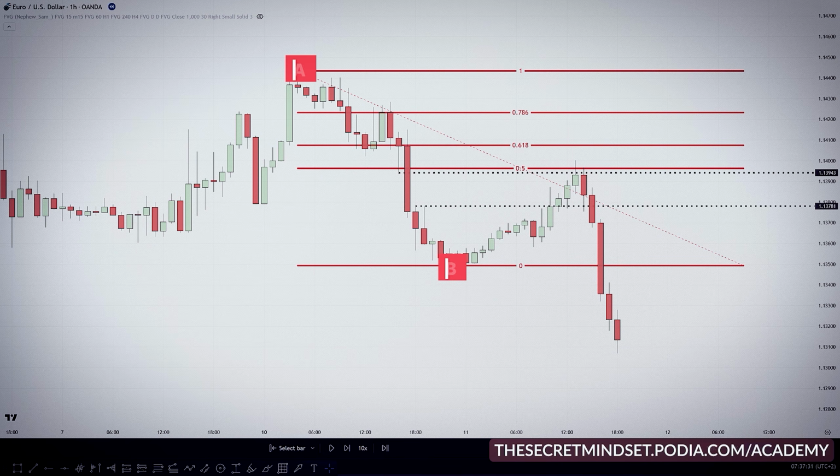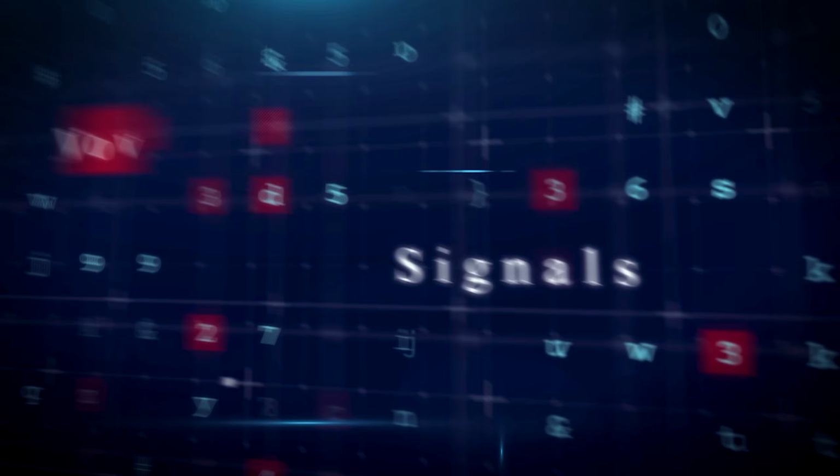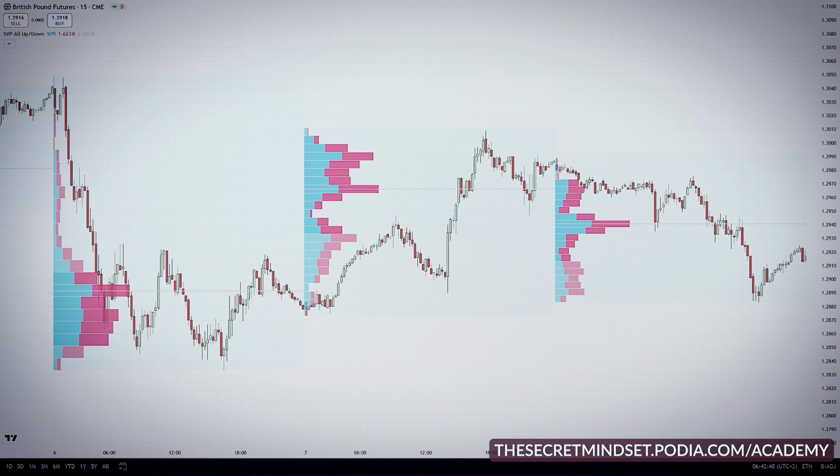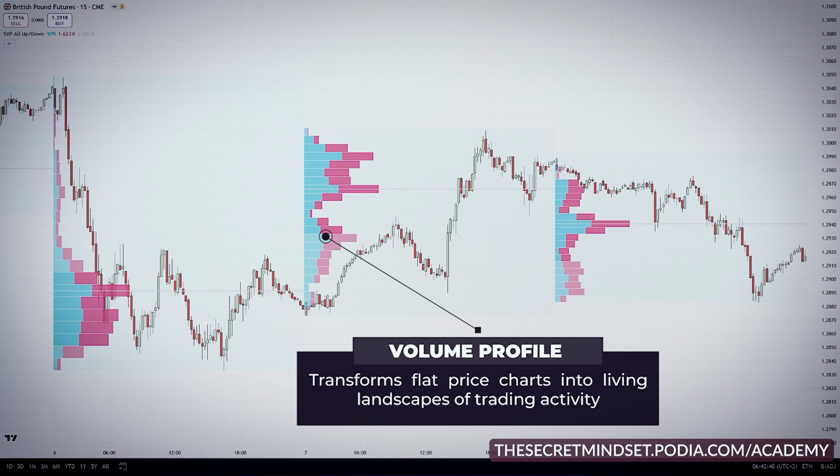I prefer this approach because it also helps you avoid many fake breakouts. Instead of chasing price, you're waiting for it to return to these high probability zones. Volume profile reveals where markets breathe. It transforms flat price charts into living landscapes of trading activity.